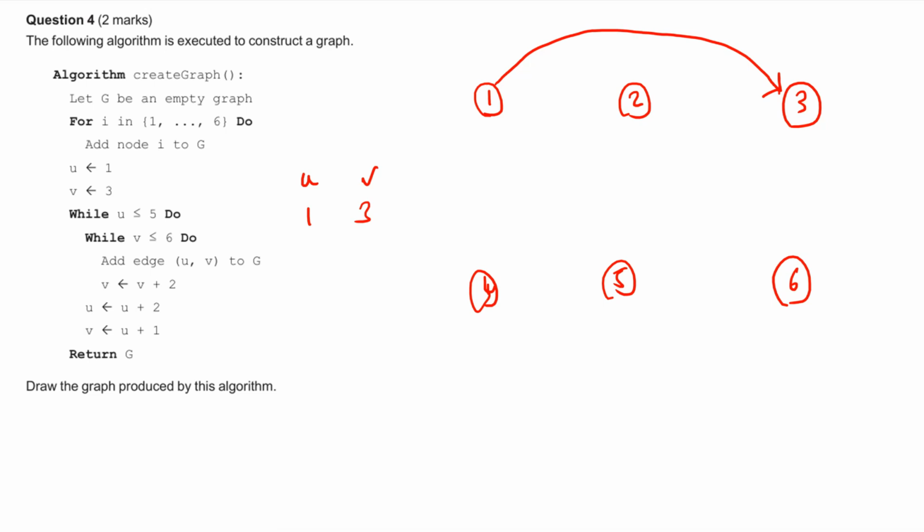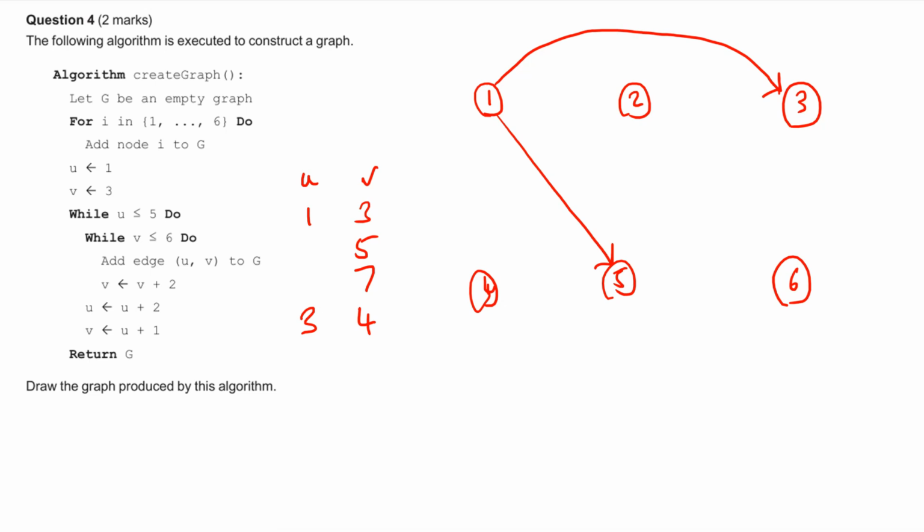Then v equals v plus 2, so v is now 5, and we're still within that inside while loop, so we add 1, 5. Okay, that was all inside this inside while loop. Then we would make v equal v plus 2, which is 7. Now looking at this inner while loop, we wouldn't do that again. Now we'll say while u is less than or equal to 5, which it is, u equals u plus 2, which is 3, and v equals u plus 1, which is 4.